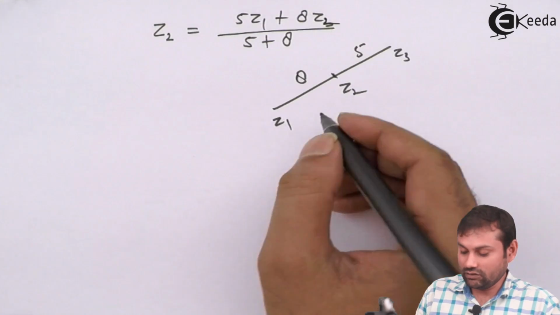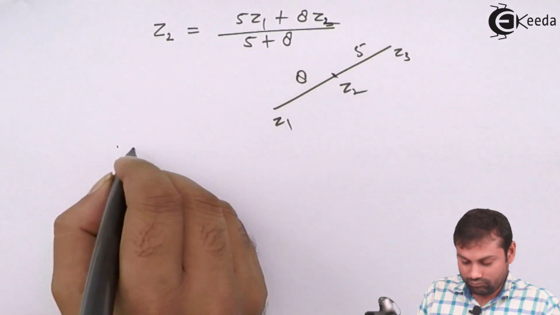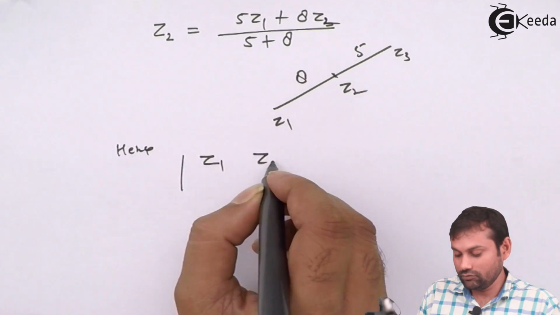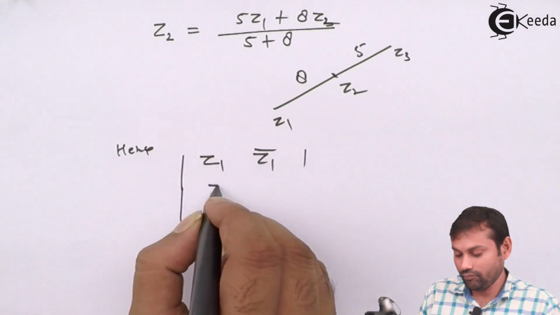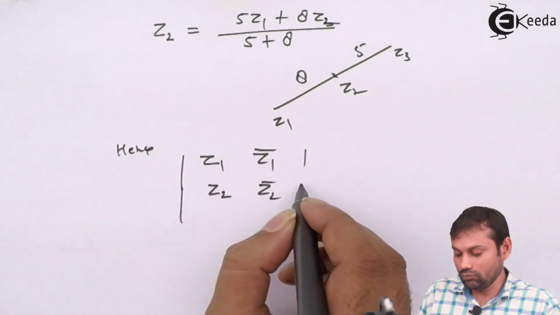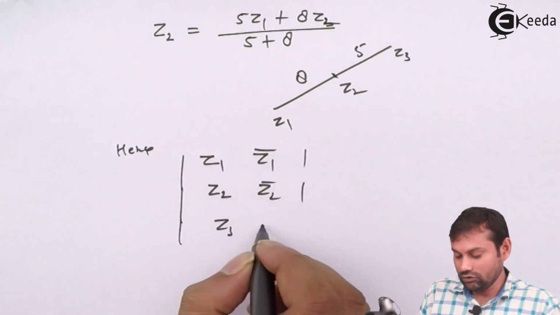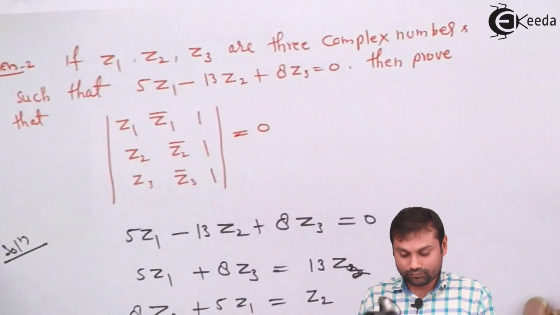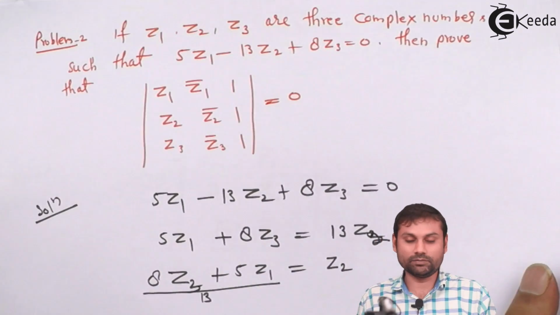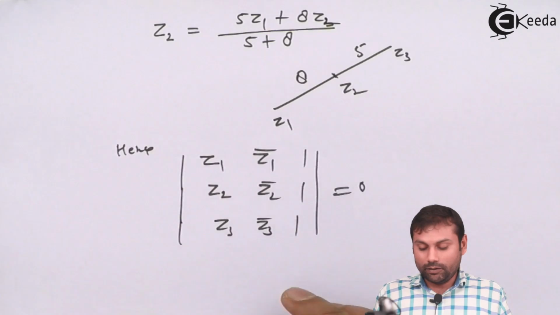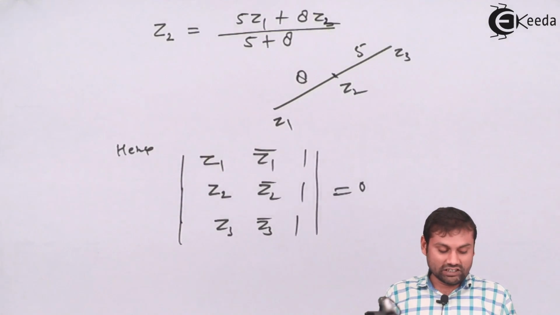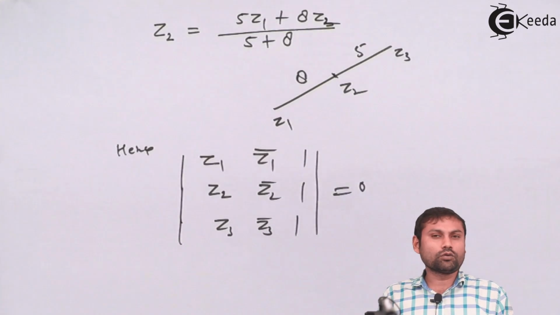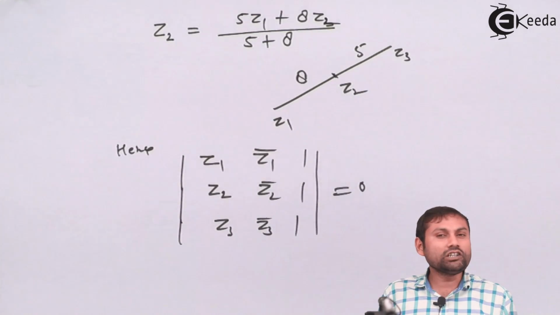When these 3 points are collinear, then the condition would be the determinant of z1, z1 bar, 1; z2, z2 bar, 1; z3, z3 bar, 1 equals 0. So this is the solution of this problem. So here we had only used two concepts, one section formula and the other collinearity of 3 points.